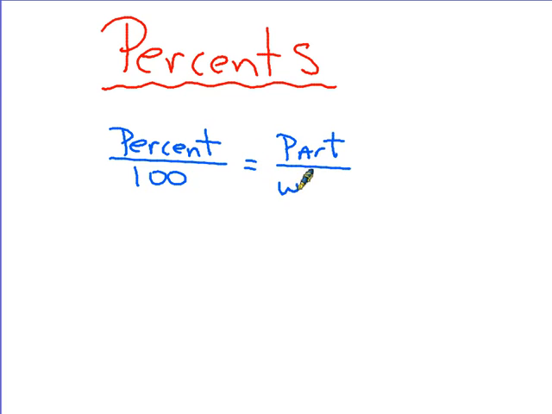Now this is going to enable us to solve any percent question where we know two of the three things. So if I know the percent and I know the whole amount, I can figure out the part. Or if I know the part and the whole, I can figure out the percent.